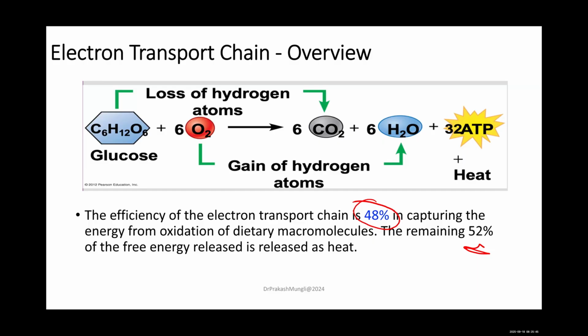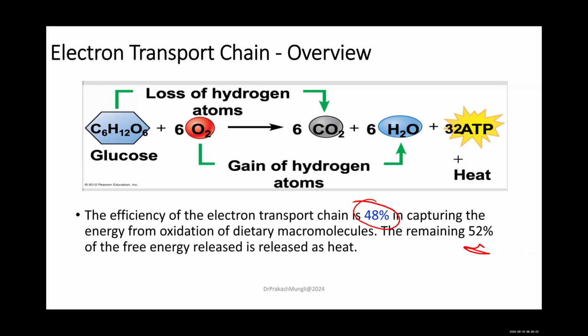When you break a molecule, when you do oxidation, it's an exergonic process. You are breaking something, so it releases energy. Previously I asked, when you combine ADP with Pi, it's an endergonic process. You are combining, which means you need to provide energy to combine things. When you break it, it releases energy, right? So here you are oxidizing glucose into carbon dioxide and water. That means it is releasing energy. In that, 48% is converted to ATP, 52% released as heat.